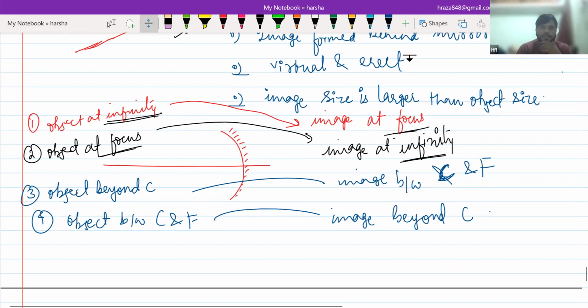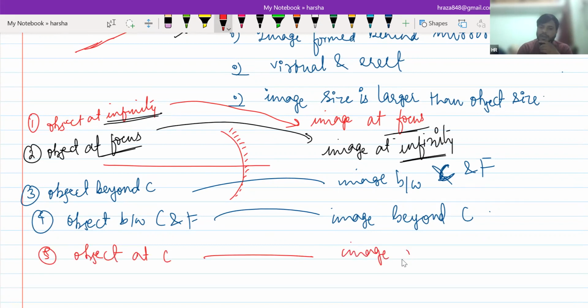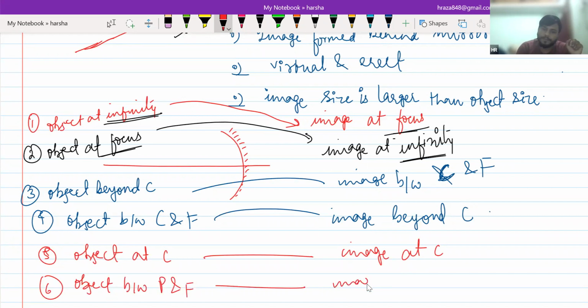Now see the fifth case. Object at C, image at C. Image will be formed at C. And the sixth case, which is very important. In case of concave mirror, only one case is there where virtual and erect images are formed, that is object between P and F, and image behind mirror.